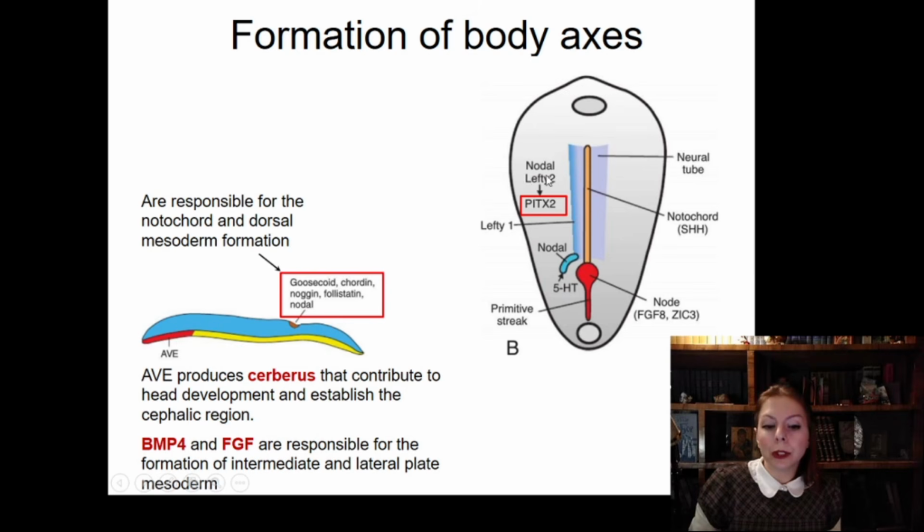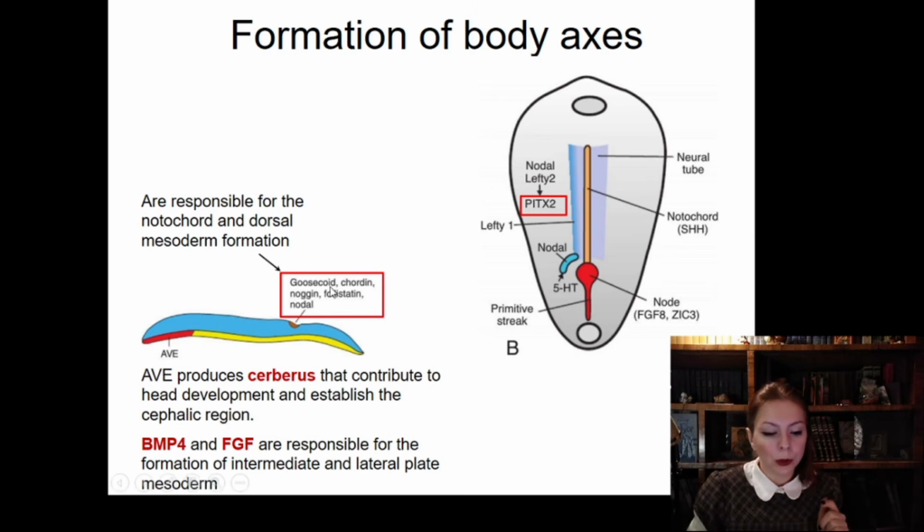Then also here we can see the increased concentration of such factors as lefty and eventually PITX2. This is the crucial factor in establishing left-right symmetry, because different problems with its expression result in the dextroposition of the heart, for example, or some problems with the normal location of internal organs.